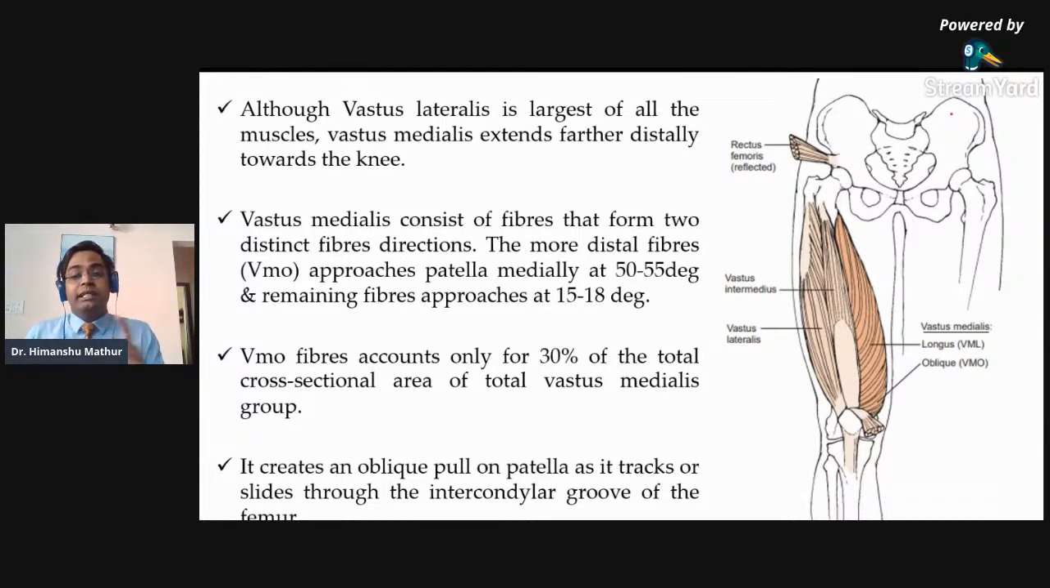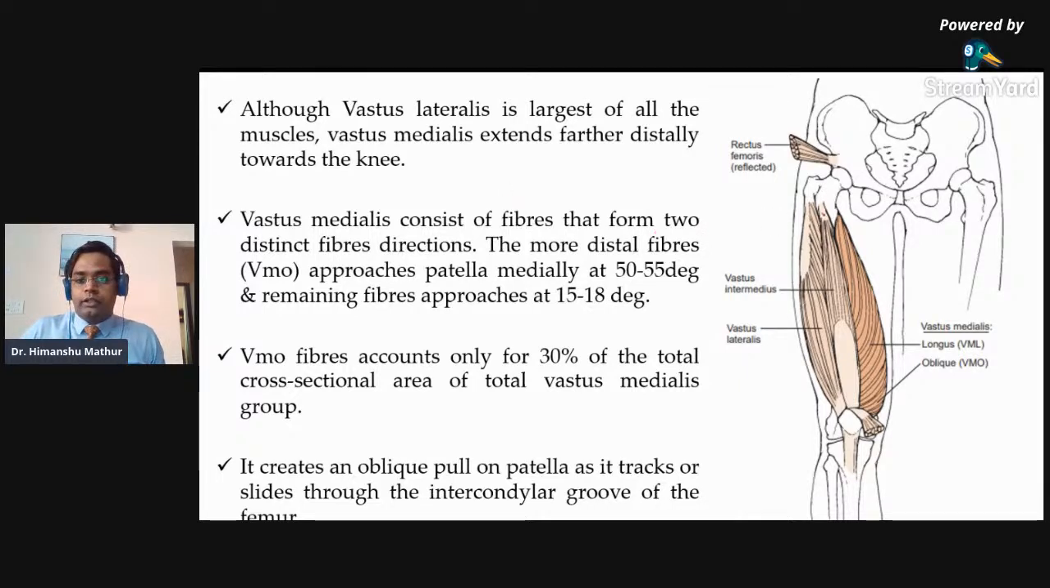Okay, vastus medialis is also there, as you can visualize very easily in this particular diagram. If you can see here, you have very obliquely placed fibers of the vastus group, and you have some vertical fibers of the vastus group as well.